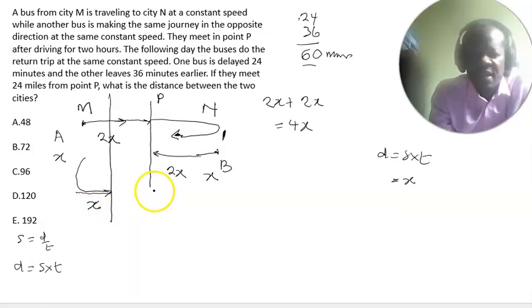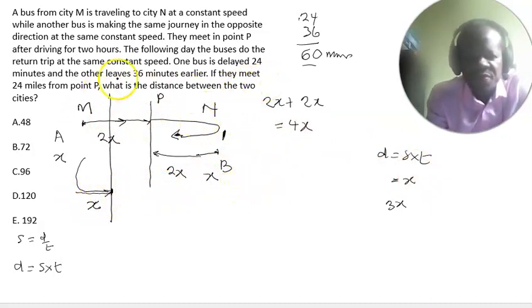So let's say that is x miles. You would have traveled a distance of x miles. So that means the distance from this point to n will now be 3x. So how did I get 3x? 4x minus x. Remember, from m to n is 4x. So if we subtract x, we are going to be left with 3x.